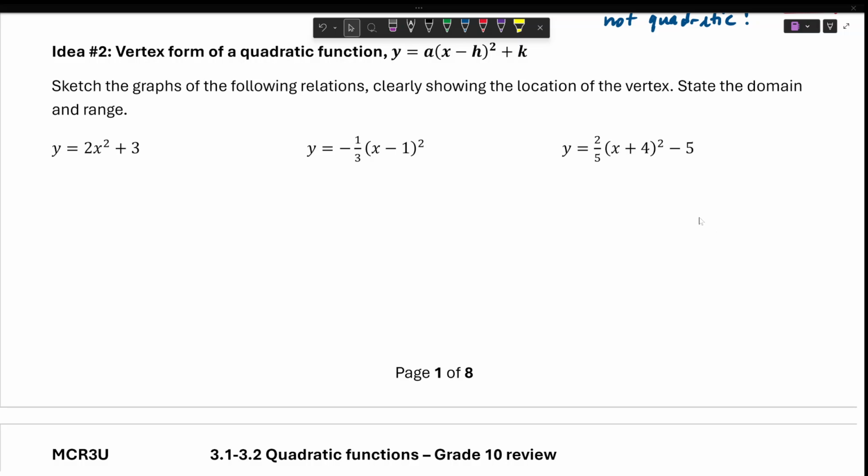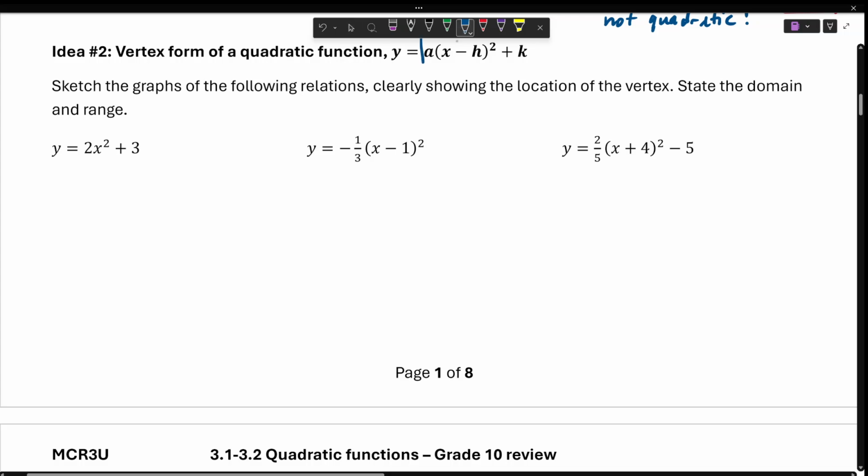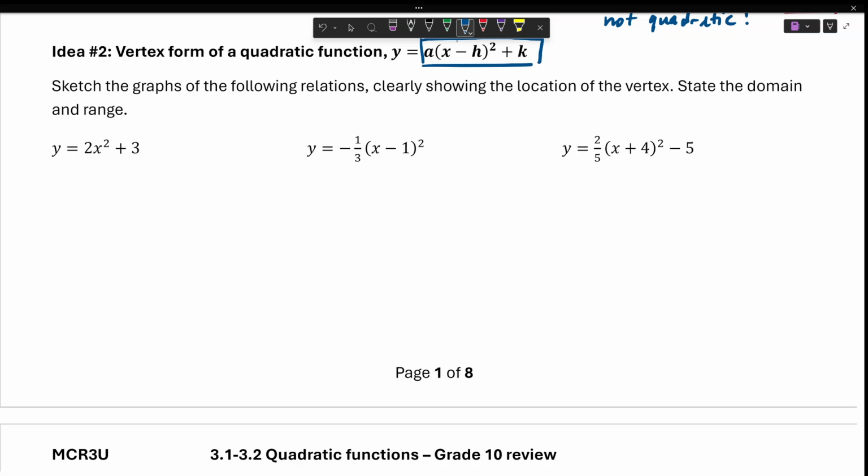Now let's talk about vertex form again for a quadratic function. You'll remember vertex form is when it's written like this: a times x minus h squared plus k. Remember that when you read h, you're going to flip the sign because it's x minus h, whereas for k, you're going to keep the sign.